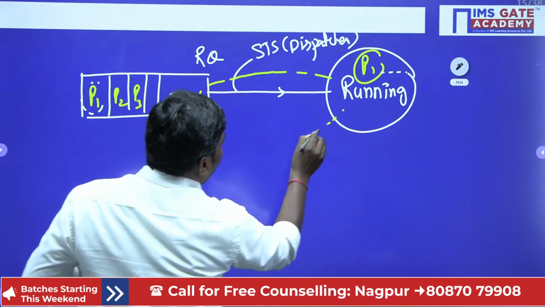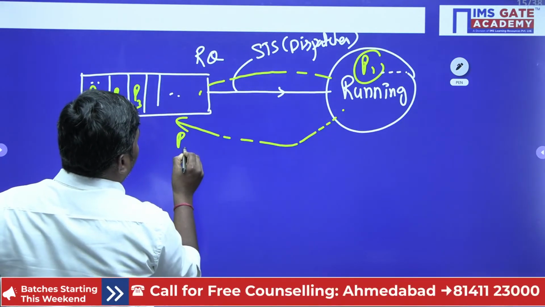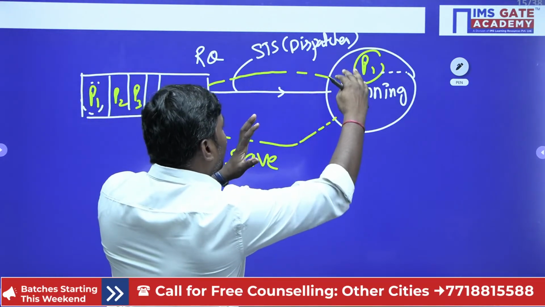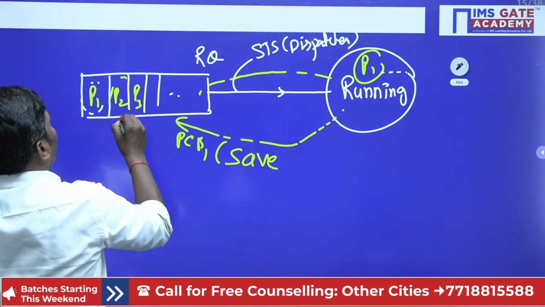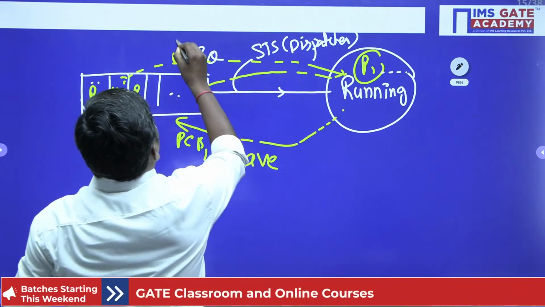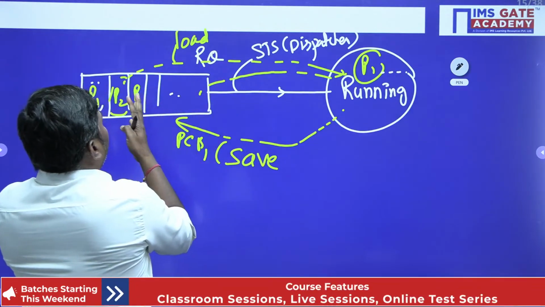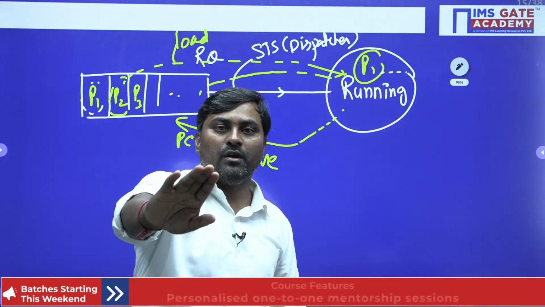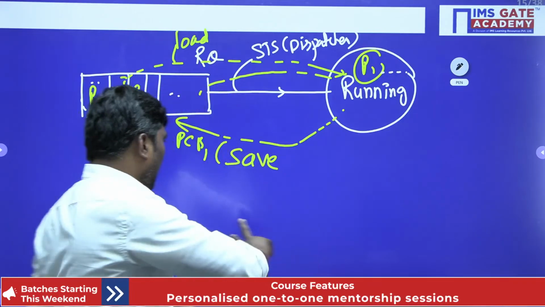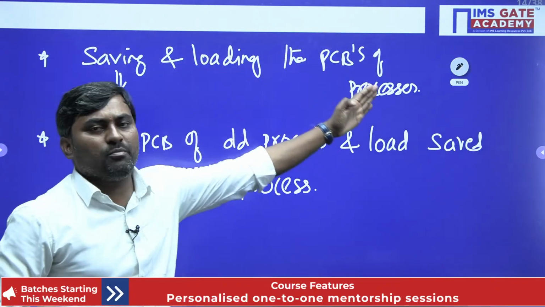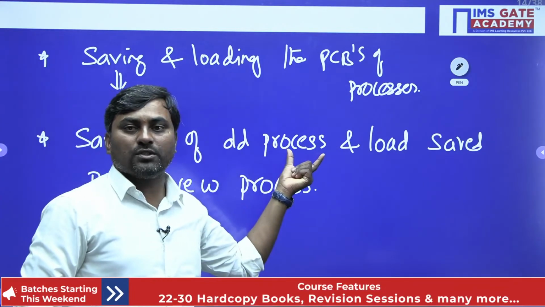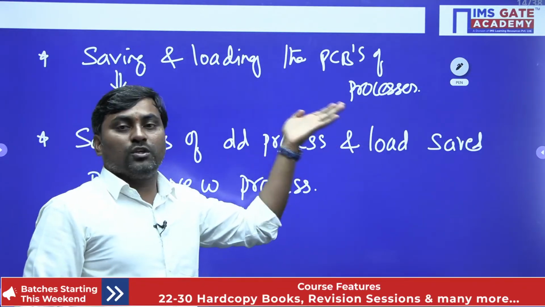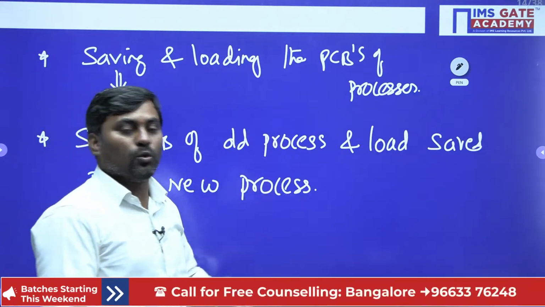Now the PCB of process P1, we are saving. You have to save the state of process P1 into memory. Then from the ready queue, load the new PCB of a process from ready state to running state. So saving and loading is happening or not? Same thing I say, no? Saving and loading the PCB of a process, meaning save PCB of old process from running state to main memory. You save the current state. Load the saved process, the already saved process PCB is there, you load into running state.